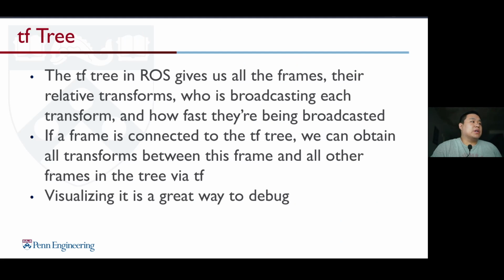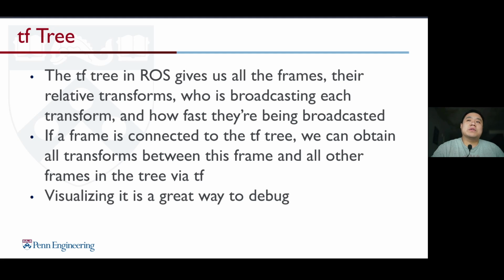Another concept in the TF package is a TF tree. As you can imagine, the frames will all have relationships between each other, and even one frame will sometimes have multiple relationships with different frames. And the TF tree in ROS gives us all the frames, their relative transformations, and it also keeps track of who is broadcasting each transform and how fast they're being broadcasted. So it's basically a tree that keeps track of everything.